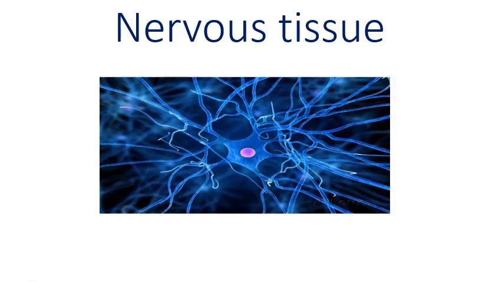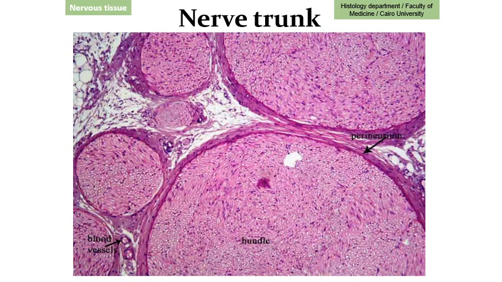About the nervous tissue. Here is the nerve trunk. It's also a small structure, so it is fixed under the microscope. It's formed of bundles. Each bundle is formed of axons surrounded with myelin sheath, which appears unstained, and the nuclei are the nuclei of the Schwann cells.